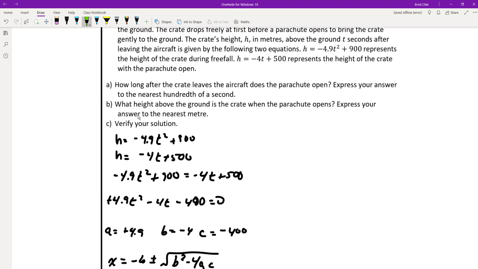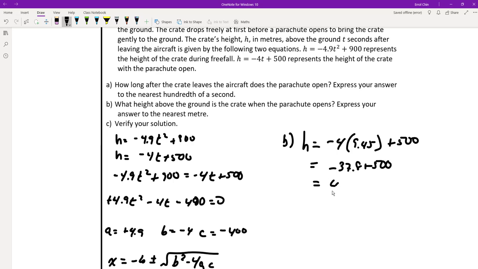Now the question says, what height above the ground is the crate when the parachute opens? Okay, so now we know what the time is. So the question is, what's the height? So part B, the height would then be any one of those two equations. I'm just going to pick the easier one. Negative 4 times 9.45 seconds plus 500. And again, I won't show you the work. This works out to negative 37.8 plus 500. And that gives you a height of roughly 462.2 meters. And again, don't forget your units. Okay?